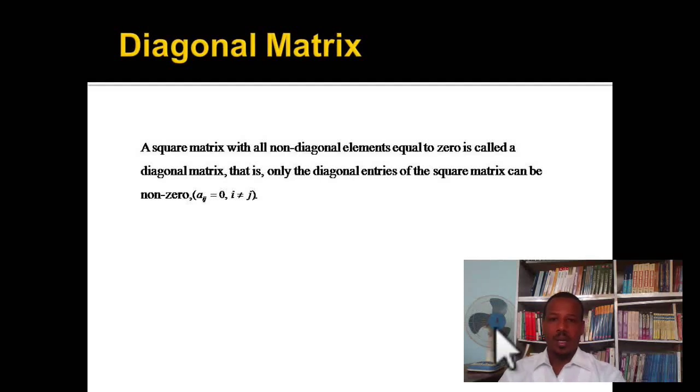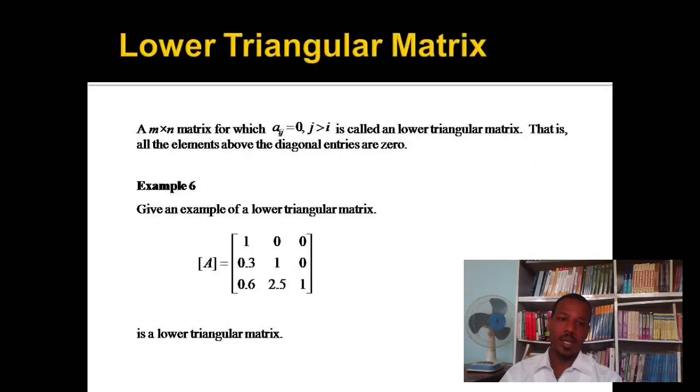Then a diagonal matrix: a square matrix with all non-diagonal elements equal to 0 is called a diagonal matrix. That is, only the diagonal entries of the square matrix can be non-zero. As you can see, let's draw the main diagonal. If all elements except those on the main diagonal are zeros, then it is said to be a diagonal matrix.